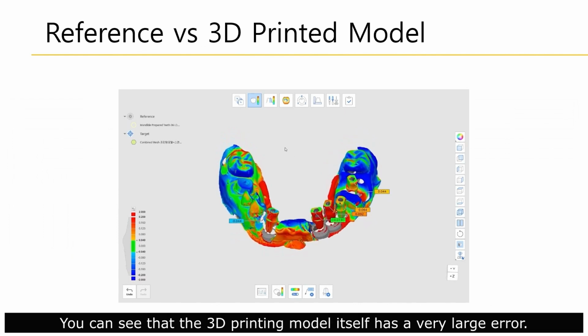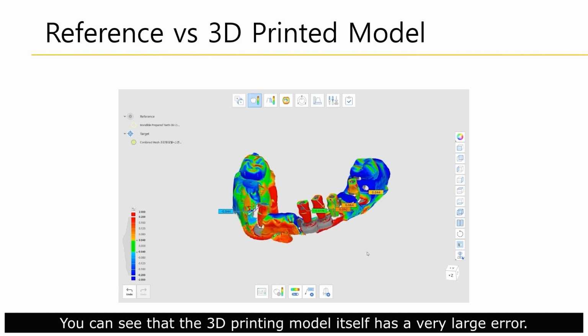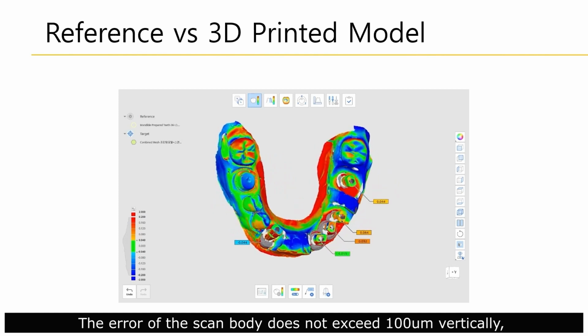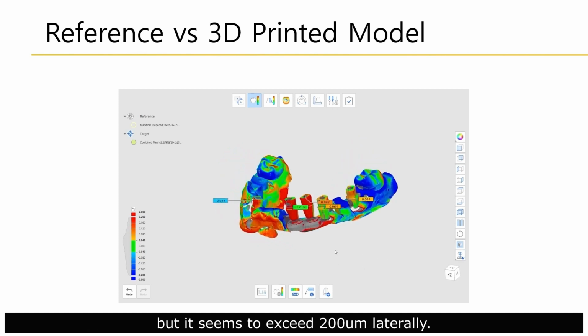You can see that the 3D printing model itself has a very large error. The error of the scan body does not exceed 100 micrometers vertically, but it seems to exceed 200 micrometers laterally.